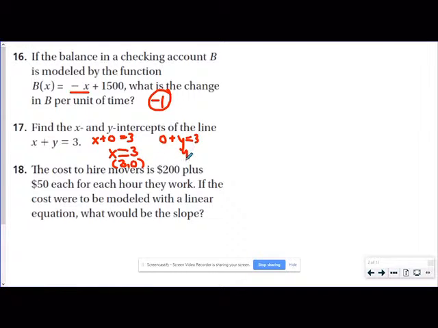And that also gives me y equals 3. That is a coincidence that would happen. And so my y-intercept is 0.3.